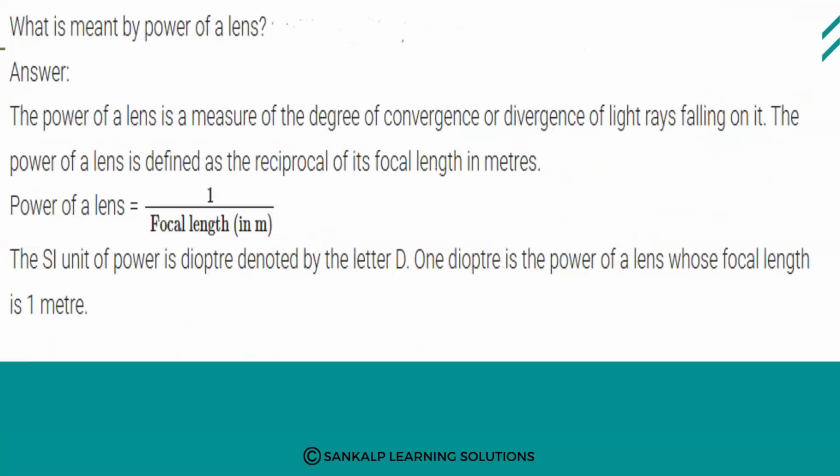Next one. What is meant by power of a lens? This question can be asked for 1 mark. The power of a lens is a measure of the degree of convergence or divergence of light rays falling on it. The power of a lens is defined as the reciprocal of its focal length in meters. So power of a lens is equal to 1 upon focal length in meter. The SI unit of power is diopter. It is denoted by the letter D. 1 diopter is the power of a lens whose focal length is 1 meter.